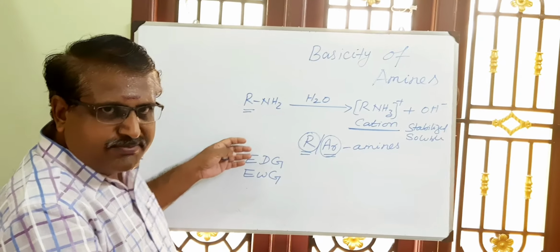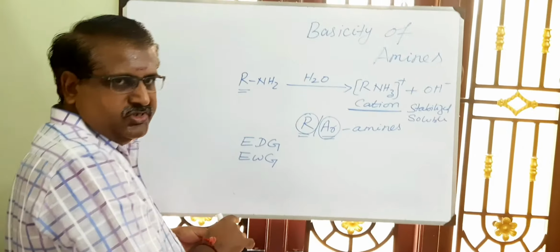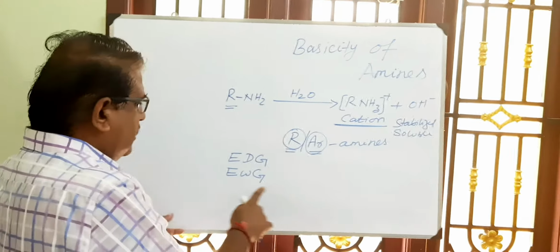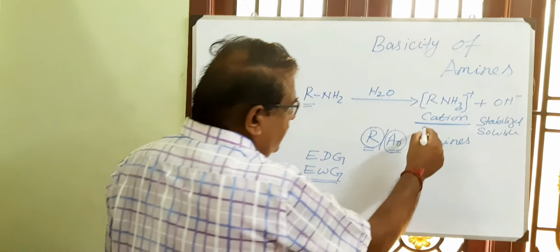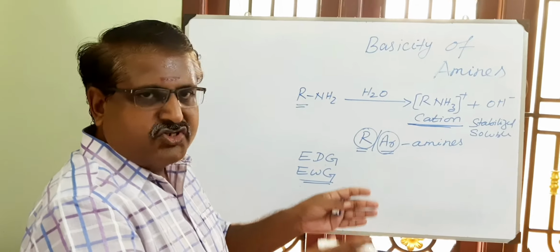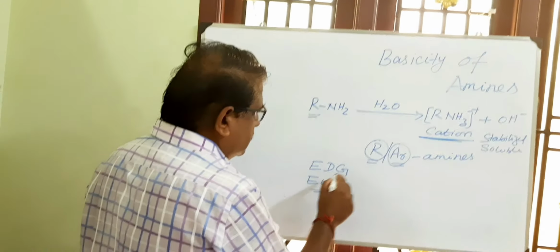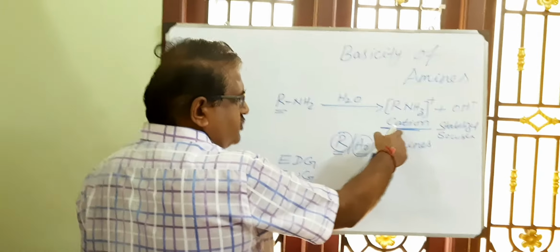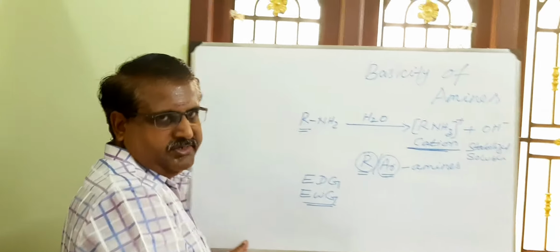If the substituted groups are electron donating groups, the cations will be stabilized. Consequently, the strength of the amines will be increased. If the substituted groups are electron withdrawing groups, the cation stability will be reduced. Consequently, the strength of the amines will be decreased. So, depending upon the nature of the groups, the cation may be stabilized or destabilized. Accordingly, the strength of the amines will be affected.